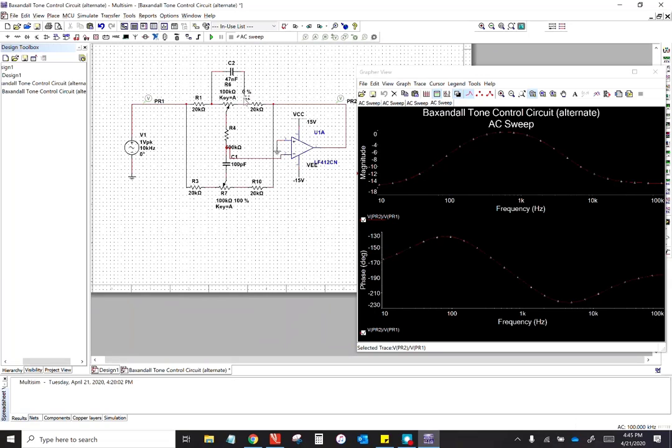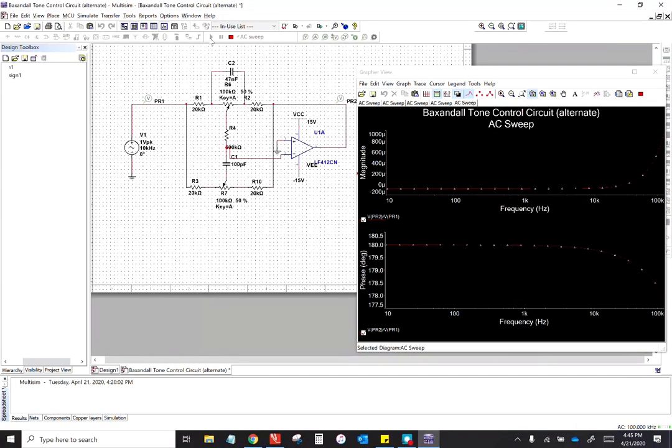And then as a final example, let's move both pots to 50%. At 50%, we expect to have a gain of 1 or 0 dB at all frequencies. So when we run the AC sweep again, sure enough, we get a frequency response magnitude that is flat. Now you might see this upturn at the end, but if you look at these units here, this magnitude is in micro dB. So this is just some rounding error at very high frequencies. For all intents and purposes, we are looking at 0 dB at all frequencies.